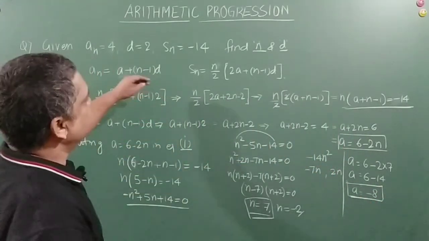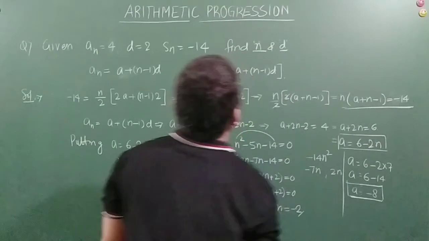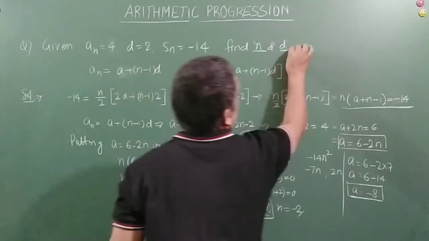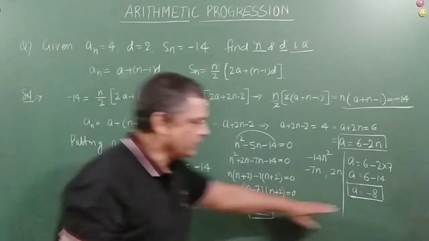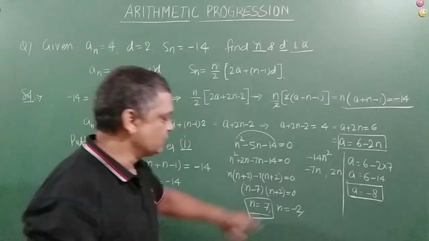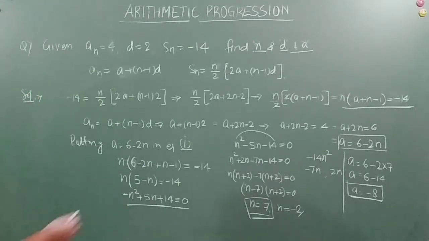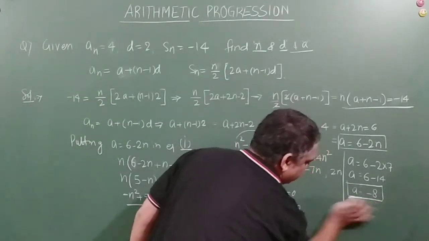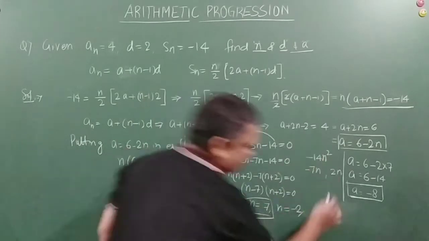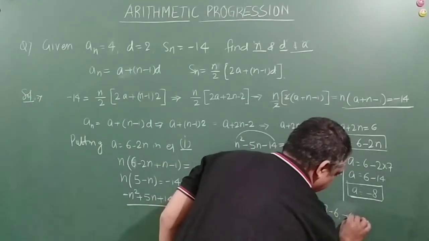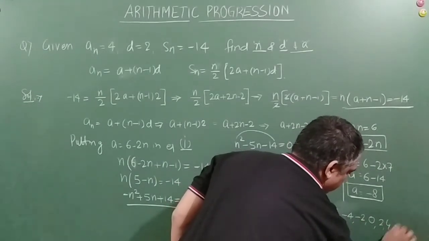Right, friends? So basically, D is already given, so it should be A also, right? There is a slight misprint in the question, no problem. So A is equal to minus 8 and N is equal to 7. Okay, so you can basically write the series now. So the series will start from minus 8. What is the difference? That is 2. 2 gets added to it, it becomes minus 6, minus 4, minus 2, 0, 2, 4, 6.